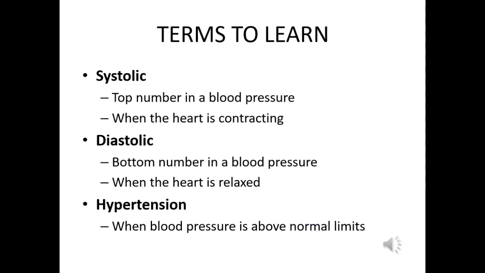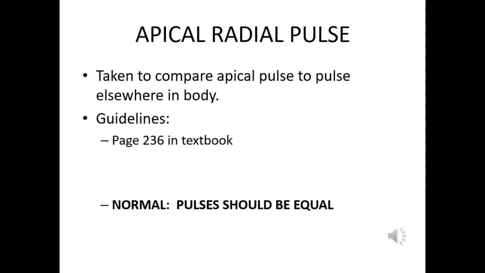So an example would be if you were checking the apical pulse and it was 80, and you checked the radial pulse and you got, my note here, 68. And so you would subtract the 68 from the 80, and 12 would be your pulse deficit.